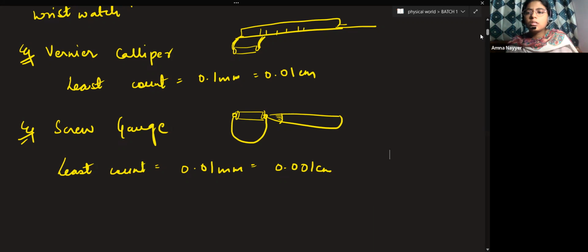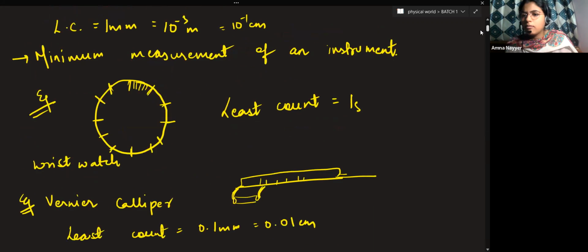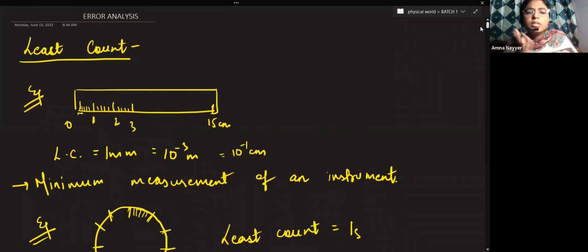Talking about the clocks or the common wristwatches that you have, least count is usually 1 second. A watch is able to measure 1 second, which is the minimum amount. And then the scale, that example I had taken here, the minimum amount that could be measurable was 1 millimeter. So all these are the least count. Least count means the minimum measurement of any instrument.